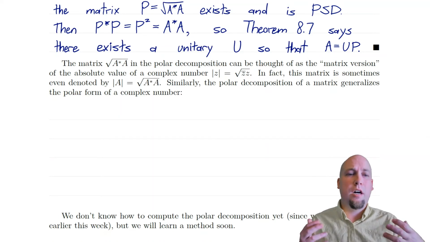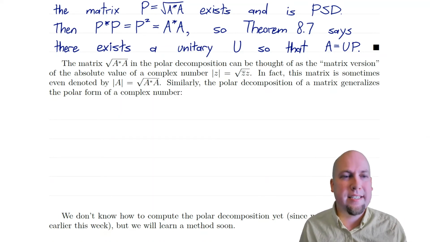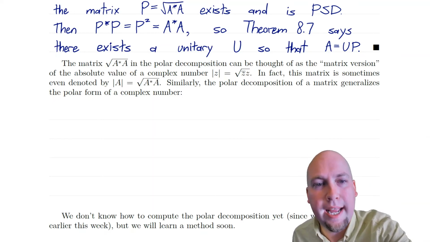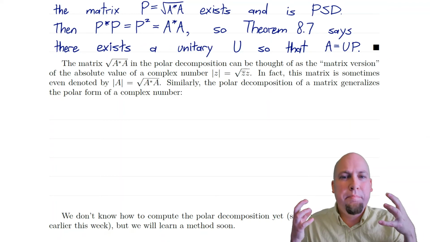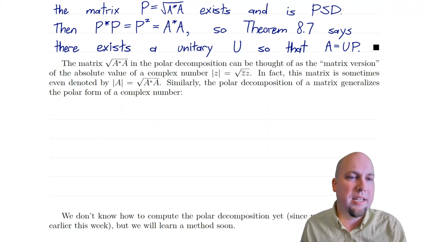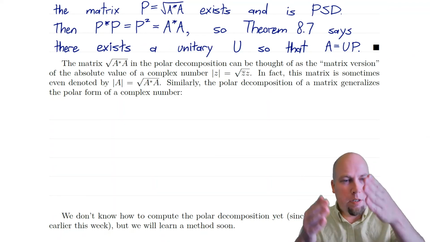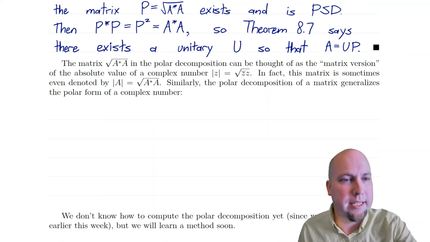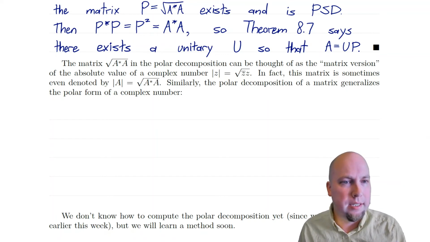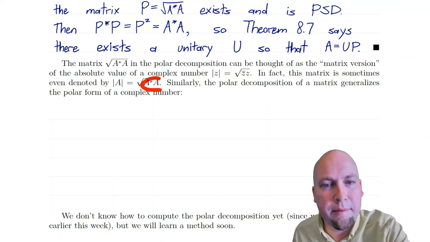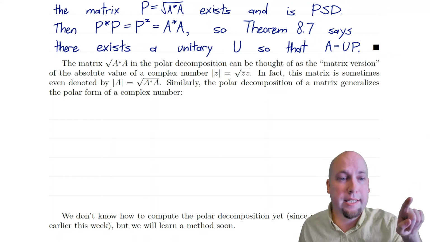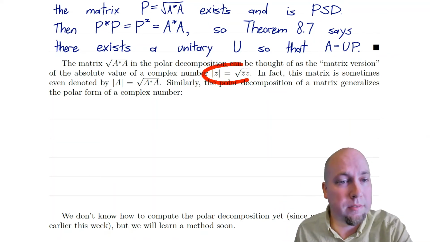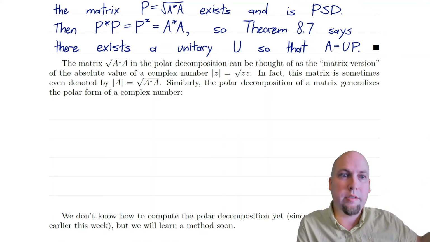If you think back to complex numbers, this is completely analogous to something that you do with complex numbers. The matrix square root of A star A in the polar decomposition can be thought of as the matrix version of the absolute value of a complex number. The way that you compute the absolute value or magnitude of a complex number is you take Z, multiply it by its complex conjugate, and then square root at the end of the day. That's basically what we're doing here. We're multiplying A by its conjugate transpose and then square rooting at the end of the day. When you do that, you get something positive semi-definite, just like when you do it for complex numbers, you get a positive real number.